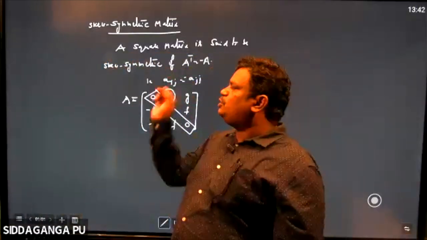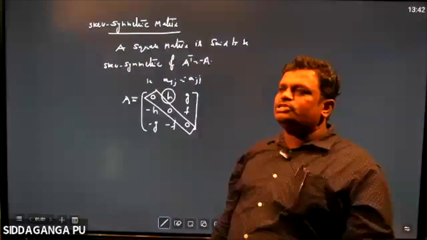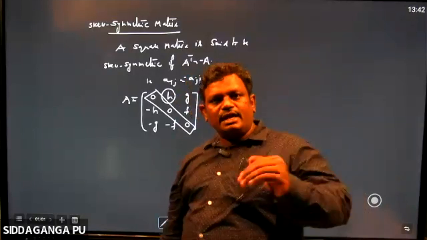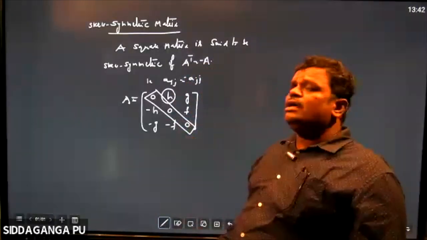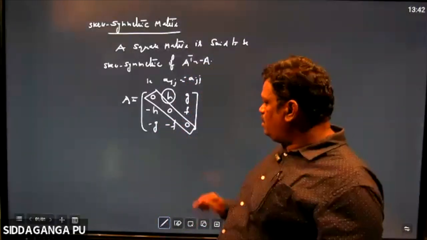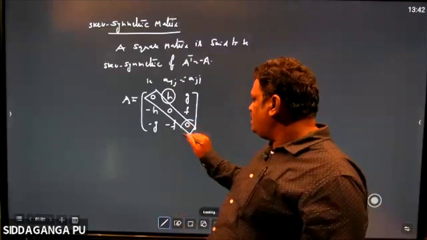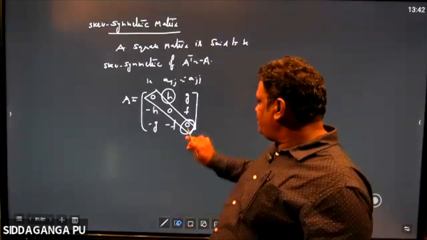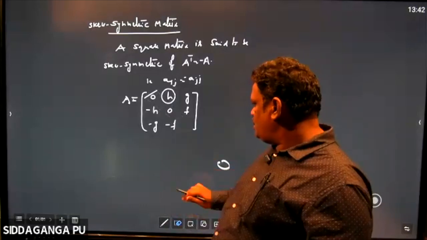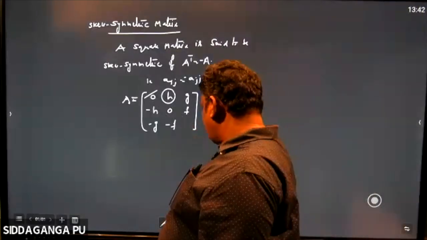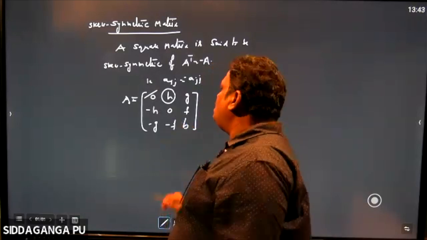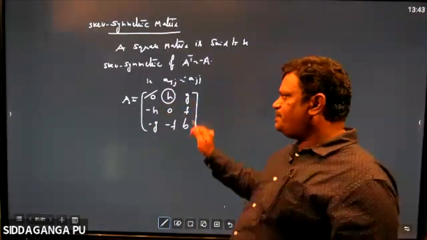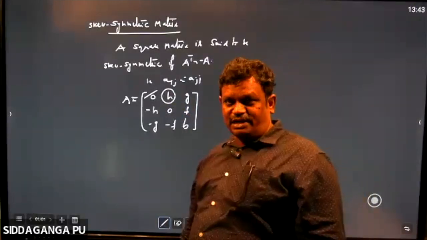So if A transpose is equal to minus A, then that matrix is said to be a skew symmetric matrix. In exams, sometimes a matrix is given with an unknown value B. For example, the question: if A is a skew symmetric matrix and A is represented like this, what is the value of B?